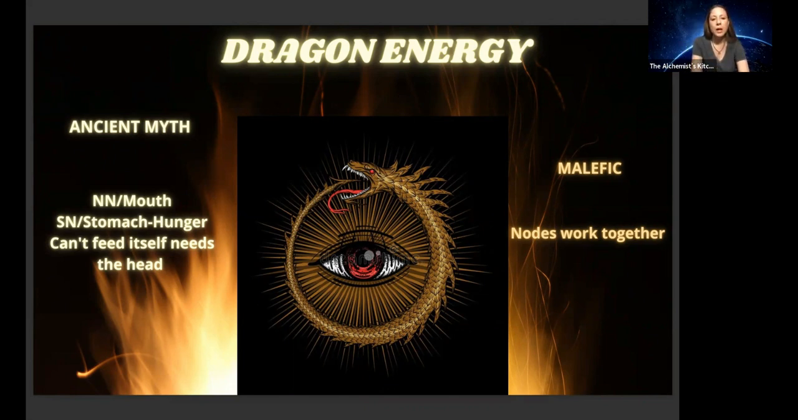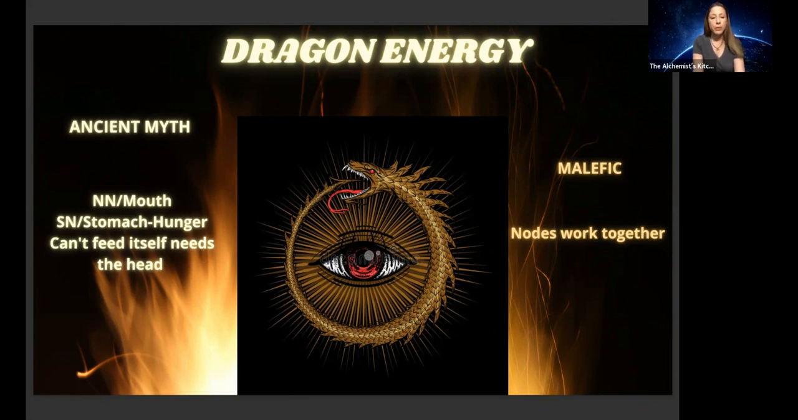In addition, the south node is the stomach. Okay, so the south node is hungry. It's the stomach. It needs something. It wants something. It's very instinctual. But it needs the north node to feed itself, and the north node is the mouth.